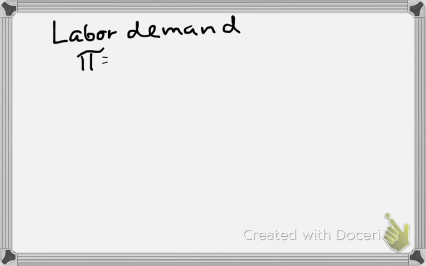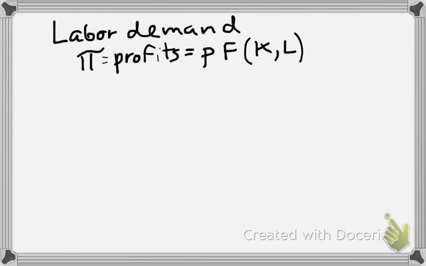Suppose you wanted to find the labor demand curve for a firm or an industry or the whole economy. Well, we normally think of firms as maximizing profits, which we denote by the symbol pi, which is also what we use for inflation, which can be a bit confusing. But in this case, it's clear. Pi is profits, which is equal to the price times the production function of the firm, f(K, L), minus the cost of the inputs, RK and WL.